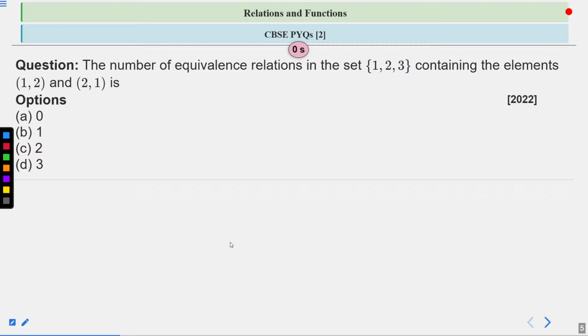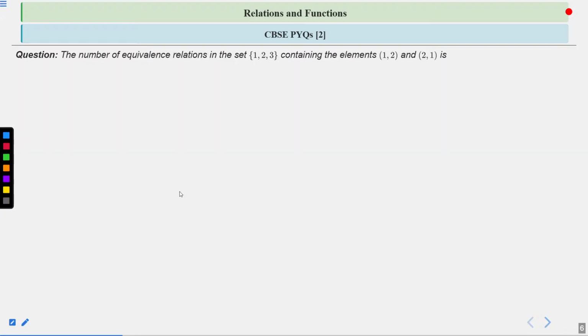Okay, let's move to the solution part. The question was the number of equivalence relations in the set {1, 2, 3} containing the elements (1, 2) and (2, 1). The correct answer is option C, 2. There can be only 2 equivalence relations drawn from the set {1, 2, 3} which contain the elements (2, 1) and (1, 2). So let's elaborate.